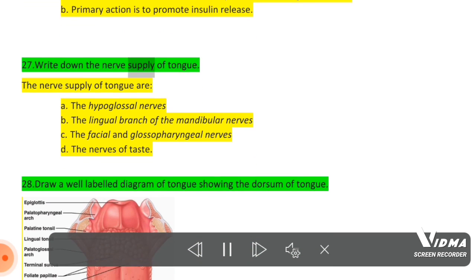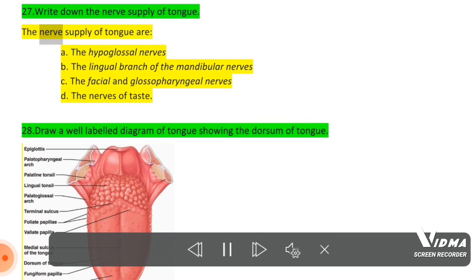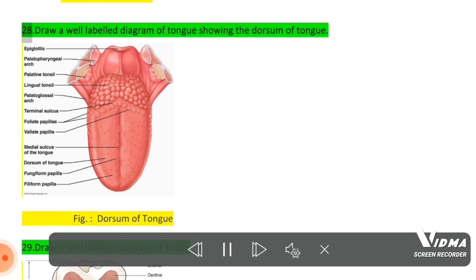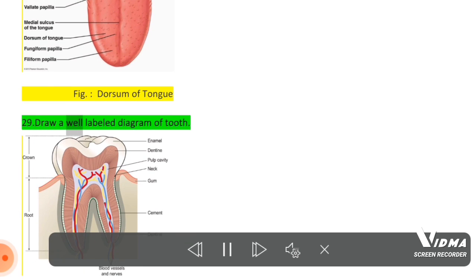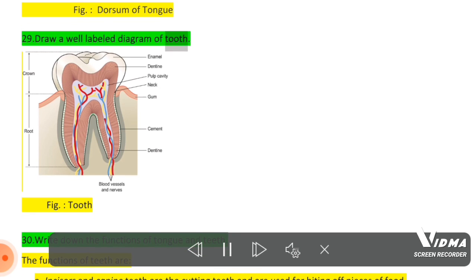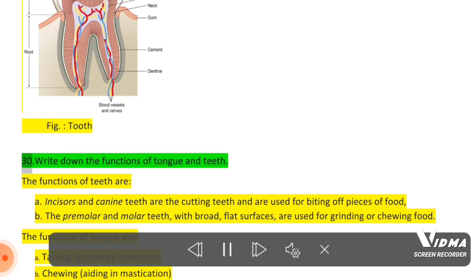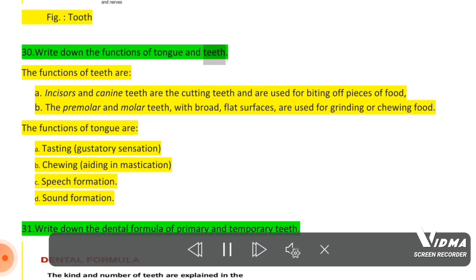27. Write down the nerve supply of tongue. The nerve supply of tongue are the hypoglossal nerves, the lingual branch of the mandibular nerves, and the facial and glossopharyngeal nerves, the nerves of taste. 28. Draw a well-labeled diagram of tongue showing the dorsum of tongue. Fig. Dorsum of tongue. 29. Draw a well-labeled diagram of tooth. Fig. Tooth.